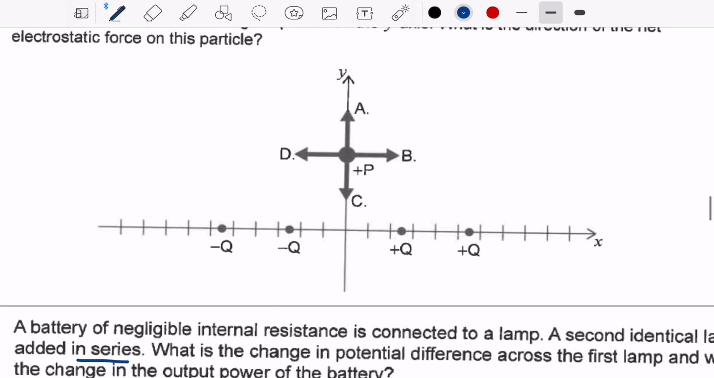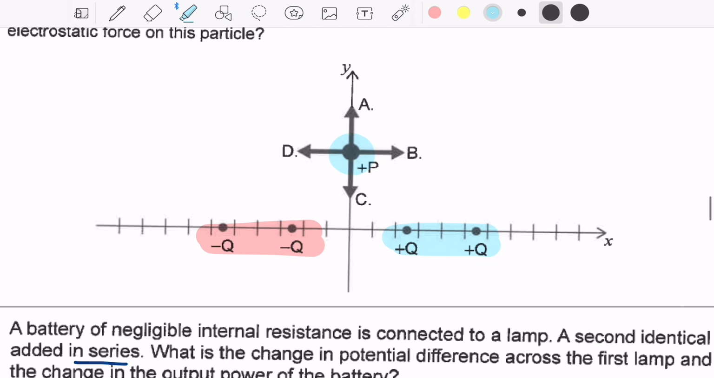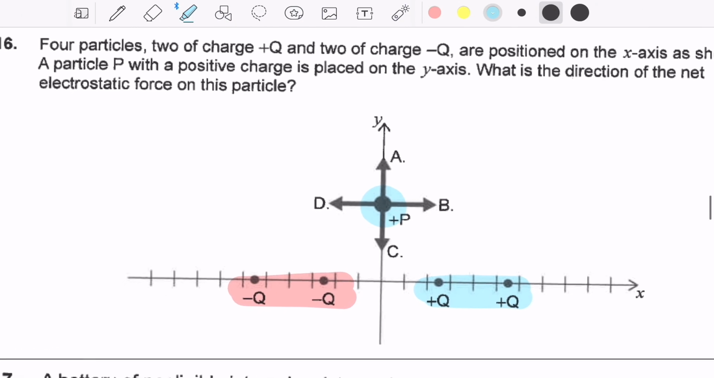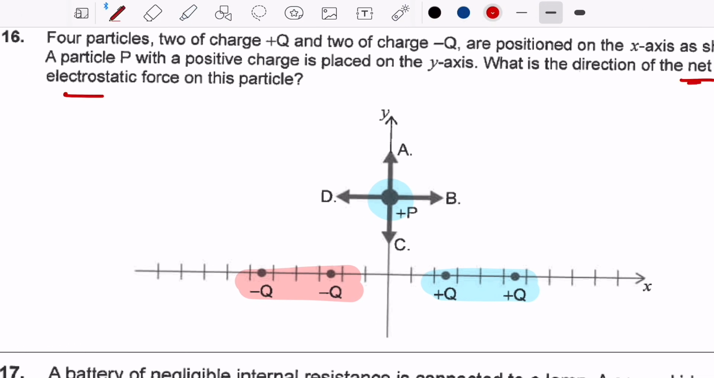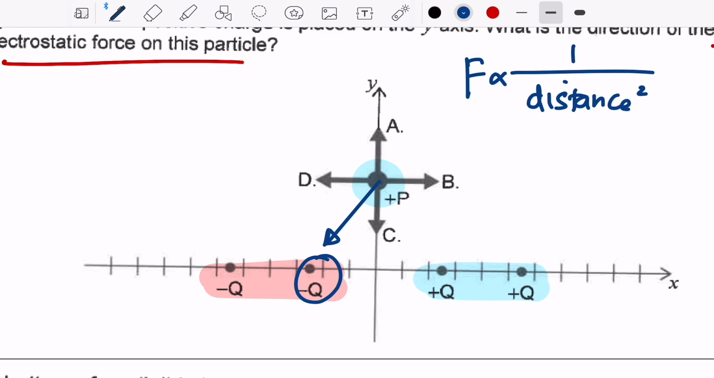Question number 16, they say there are 4 charges. On the left hand side you have negative charges, on the right hand side you have positive charges, and you have a positive charge at the center. They ask what is the resultant, hold on, they ask the net means resultant electrostatic force. Alright, let's do it. This negative charge will attract this positive charge particle towards him with a stronger force, because this force depends on distance squared but in an inversely proportional way, right?